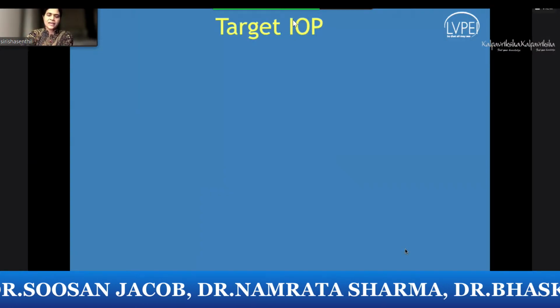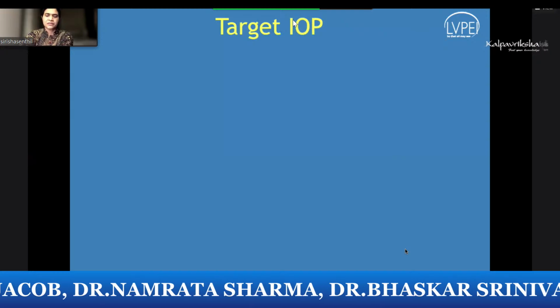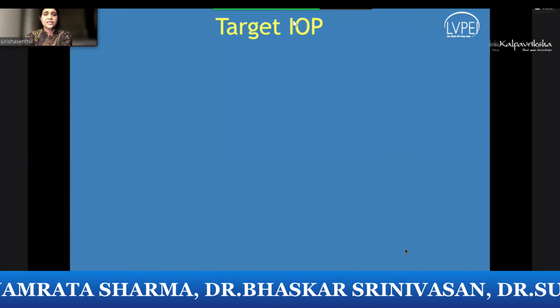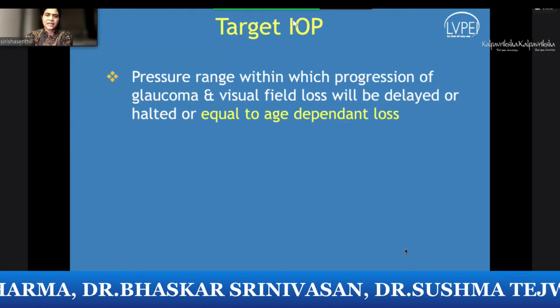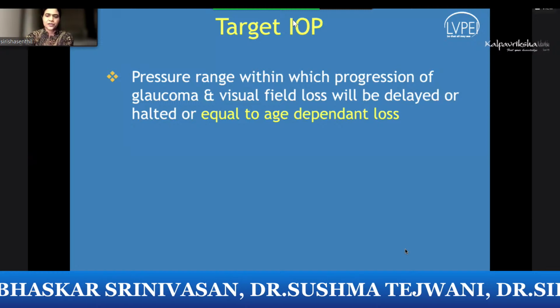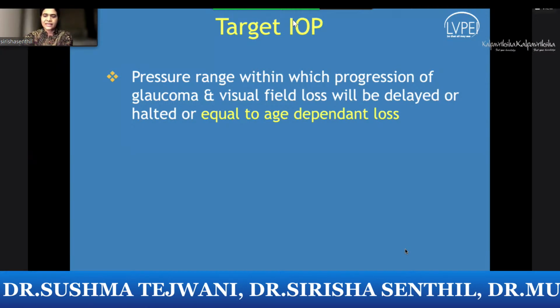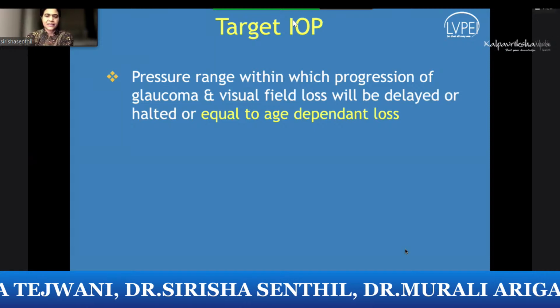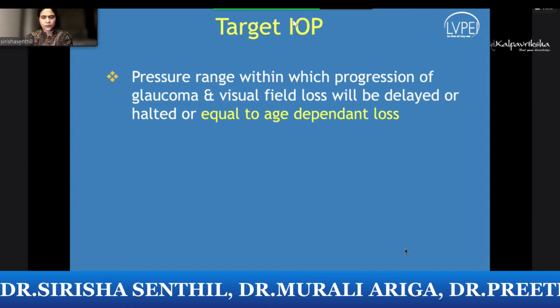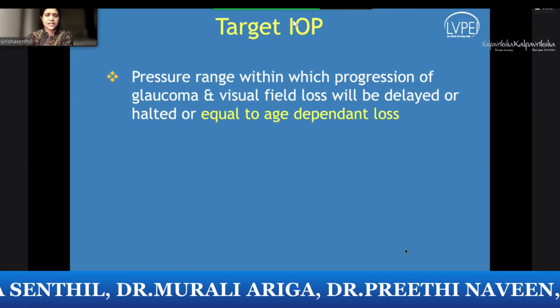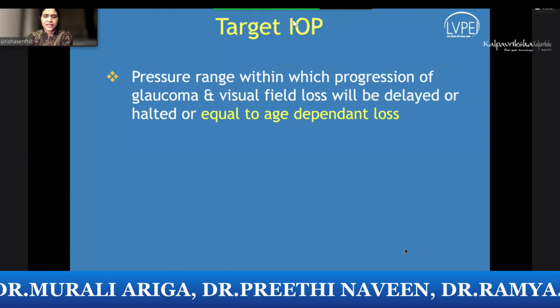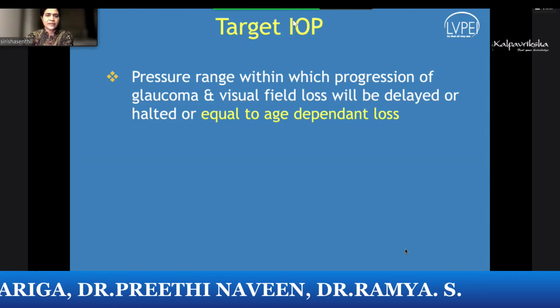A commonly used term as far as medical management is concerned is the target intraocular pressure. Many times people ask what a target intraocular pressure is. The definition is very simple. In glaucoma, whatever damage happens to the ganglion cells, and loss of ganglion cells leading to a progressive loss in visual field, that has to be arrested.